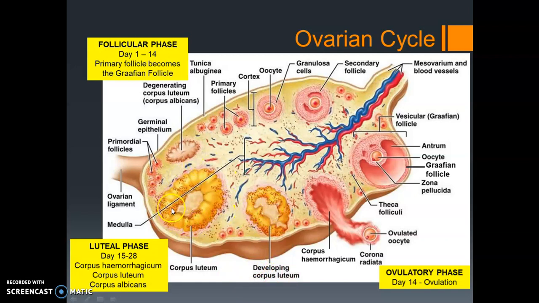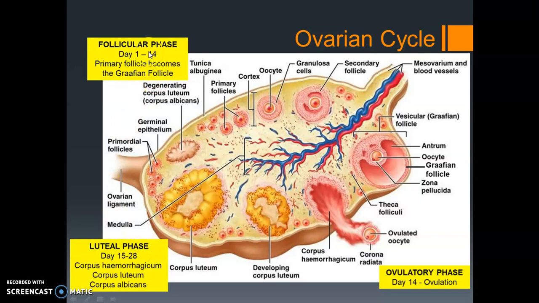This is the fully functional corpus luteum, and it functions like an endocrine gland, secreting the hormone progesterone. The corpus luteum will be maintained if the female becomes pregnant. If pregnancy occurs, the corpus luteum is maintained throughout the period of gestation. If pregnancy does not occur, the corpus luteum undergoes degeneration and is converted to a fibrous mass of tissue called the corpus albicans. So the formation of the corpus hemorrhagicum, the formation of the corpus luteum, and the degeneration of the corpus luteum into the corpus albicans are the changes which take place during the third phase of the ovarian cycle, that is the luteal phase.